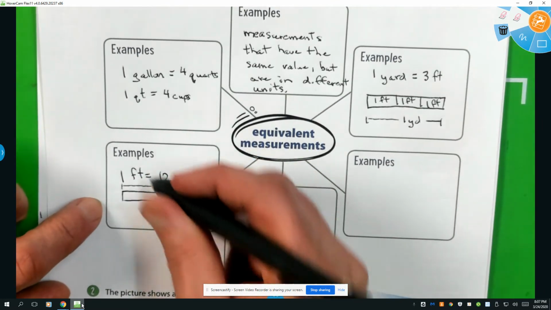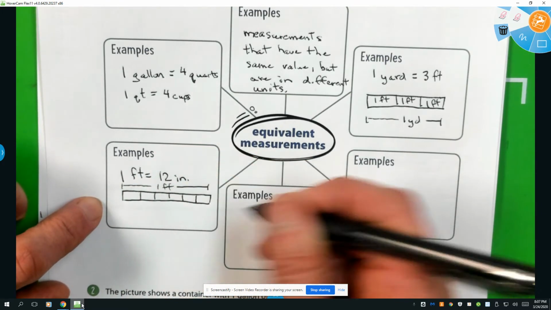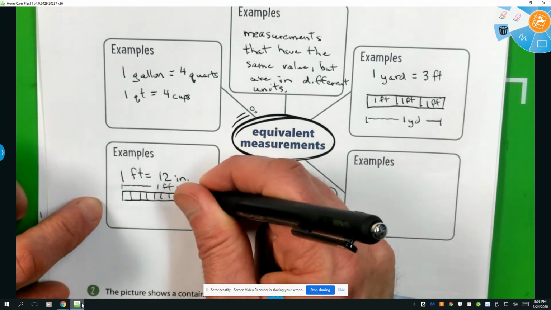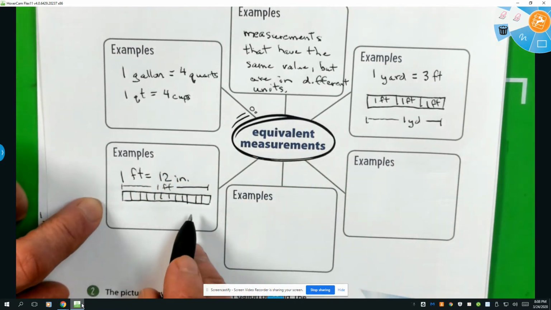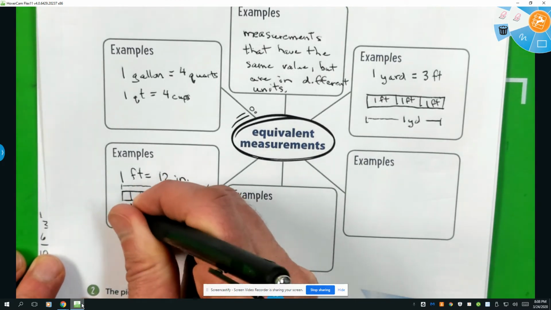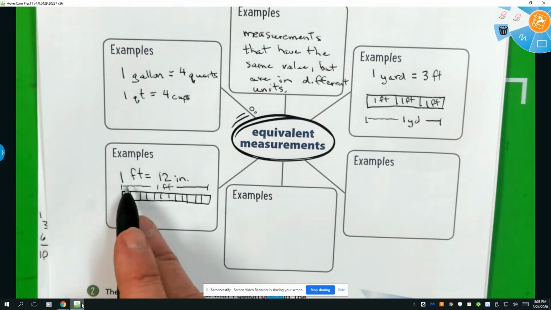I'm going to take each of these, I'm going to turn them into thirds on each of the halves, and then I'm going to cut those thirds, each of them, into sixths by cutting them in half, and each is 1 inch. So this is 1 inch. So 12 inches, 1 foot.